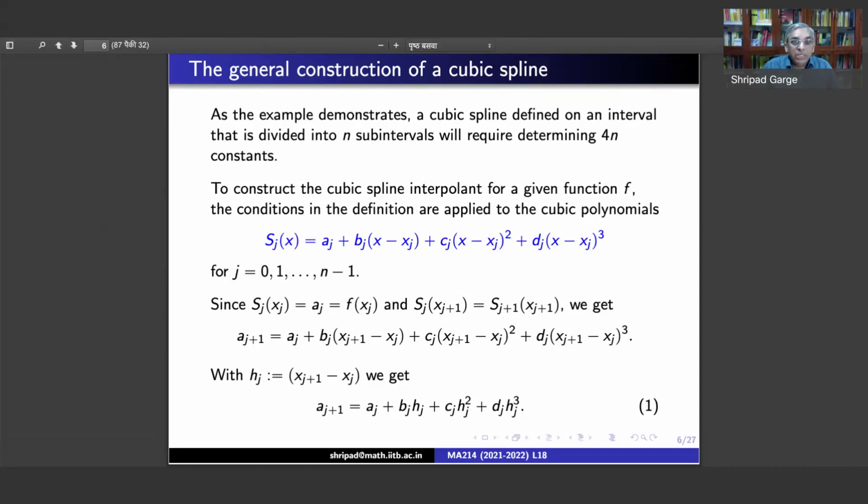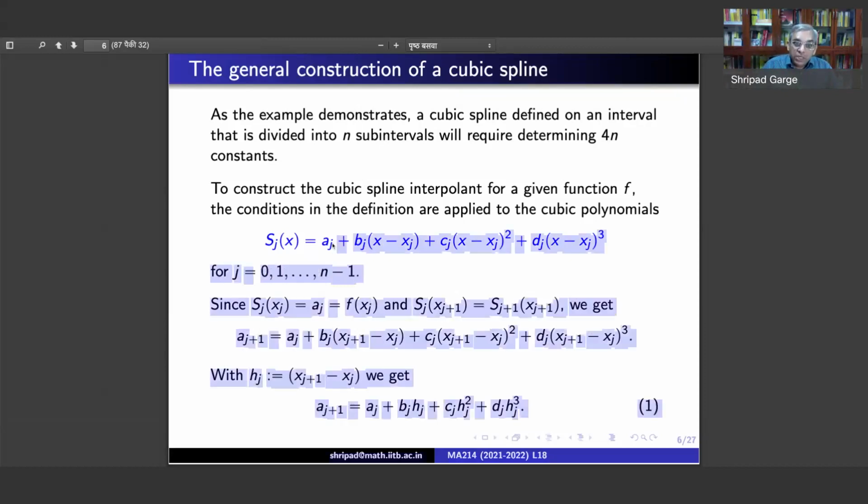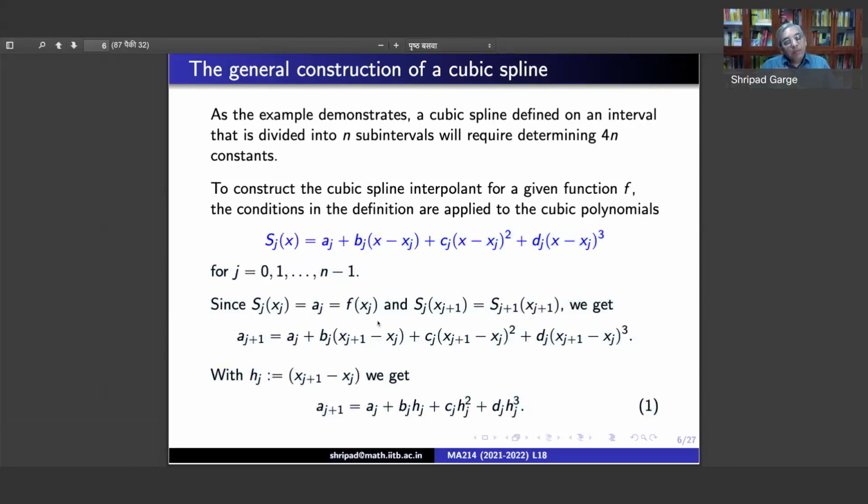Remember, we have the polynomials sj going from 0 to n minus 1, and we are talking about aj plus 1. So this aj plus 1 will occur when j equal to 0 gives you j plus 1 equal to 1, all the way up to j equal to n minus 2 giving you a n minus 1, which is the constant term of the last polynomial. But we will define an. We will define an to be the function value at xn. And so we will have this valid, but we are going to mention it a little later.